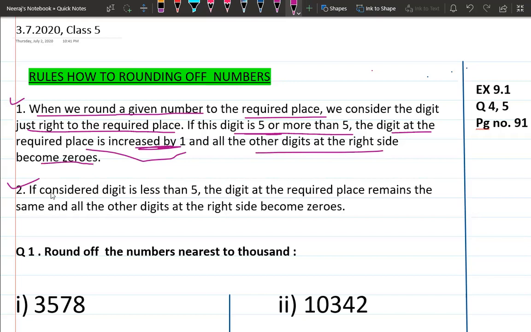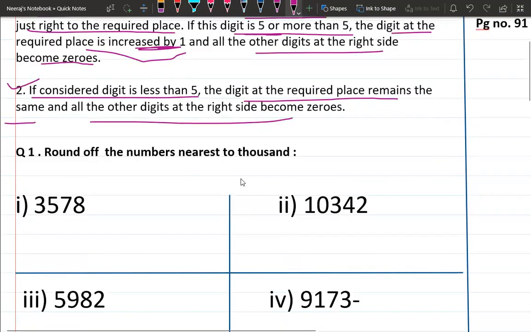And the second rule says that if the considered digit, the digit right to the required place, is less than 5, that is 0, 1, 2, 3, 4, then the digit at the required place remains the same, and the other digits on the right side become 0. So let's see how these two steps are working.